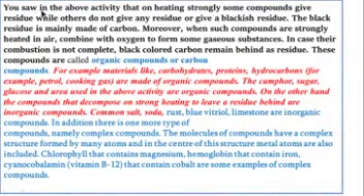You saw in the above activity that on heating strongly, some compounds give no residue while others give a blackish residue. When we heat sugar in an evaporating dish, what will happen? After heating, a blackish residue remains in the evaporating dish. The black residue is mainly made up of carbon.